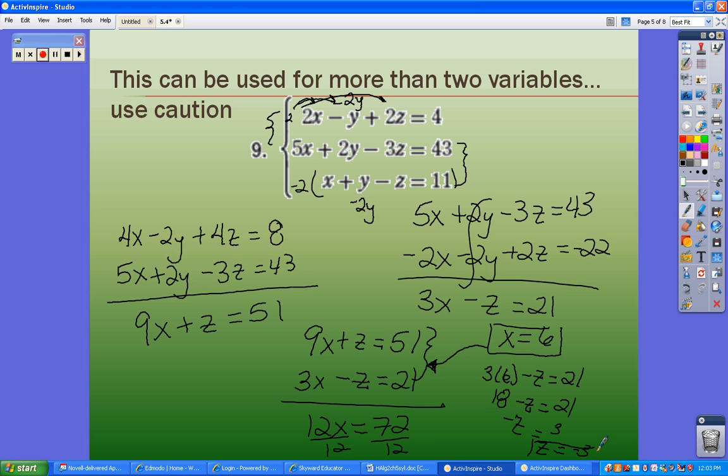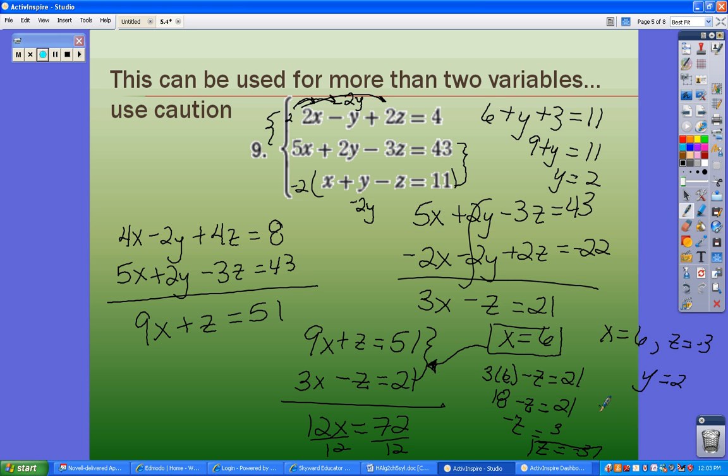So now I have two variables. Oh, you can't even quite see them. I'm getting a little sloppy here. X equals 6 and z equals negative 3. Still need y. Where are we going to go? Let's go back to this original one. The x plus y minus z equals 11. X is 6. Still looking for y. Minus z becomes plus 3 because it's minus a negative 3 equals 11. 9 plus y equals 11. It looks like y equals 2.